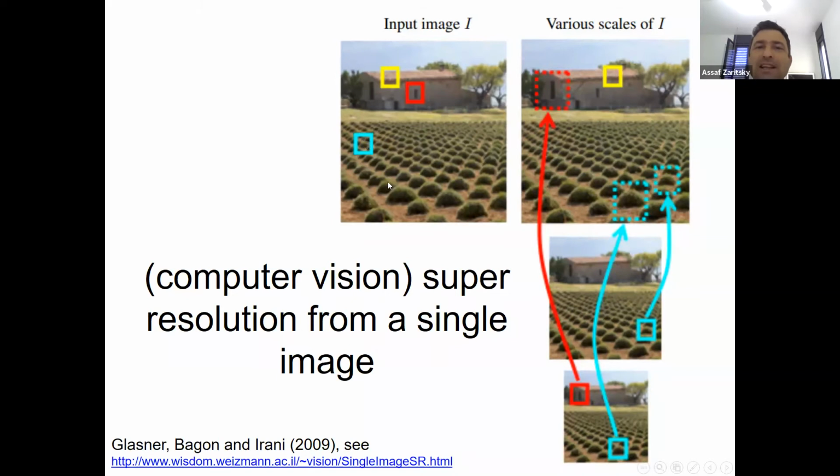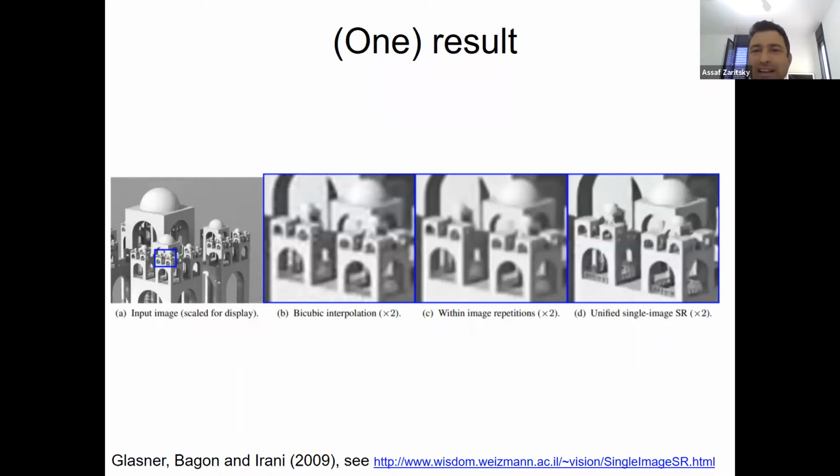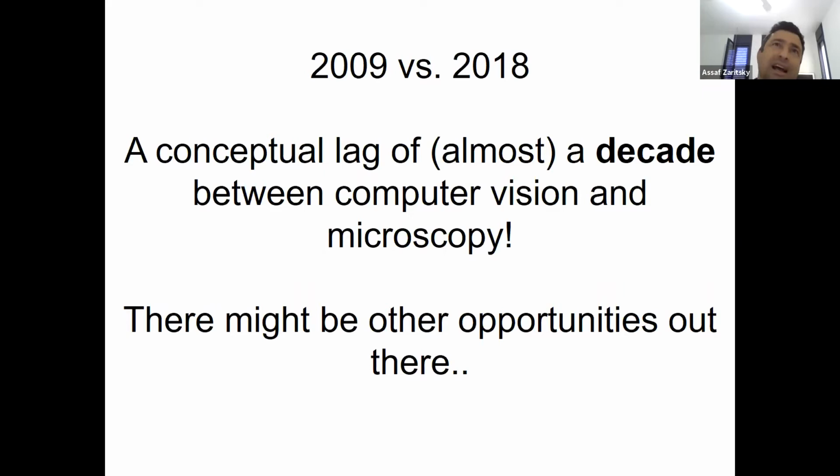This is a paper from Michal Irani's lab that did it on one image. They divided an image into patches, artificially reduced the resolution of the patches, and then learned the mapping from low resolution to high resolution, and they showed results that proved their ability to reconstruct an image. This is an input image. They reduced the resolution and did bicubic interpolation. And here, with their super resolution technique, they get a much nicer image. They didn't do it at that time with deep learning, but in principle, it's the same idea, right? And it took almost a decade for this idea to come from computer vision to cell biology.